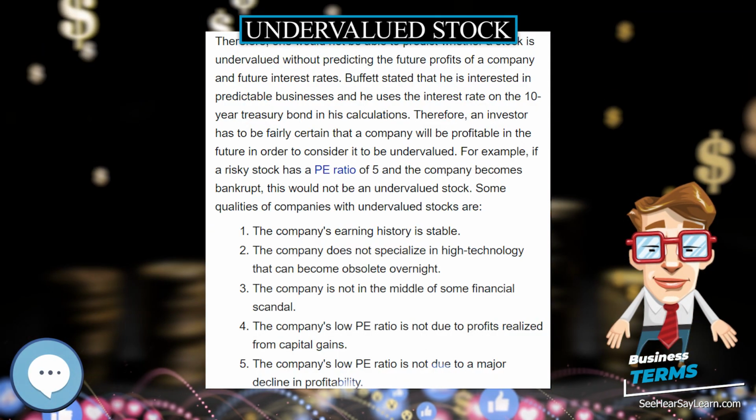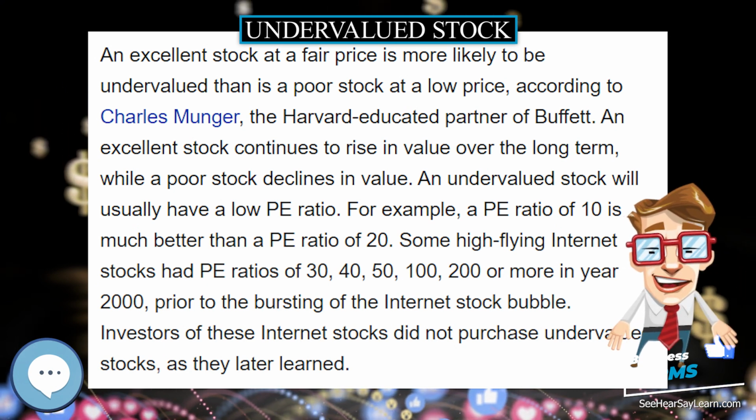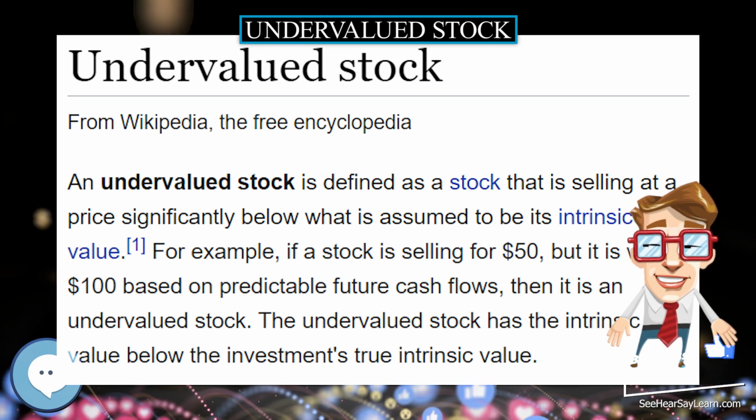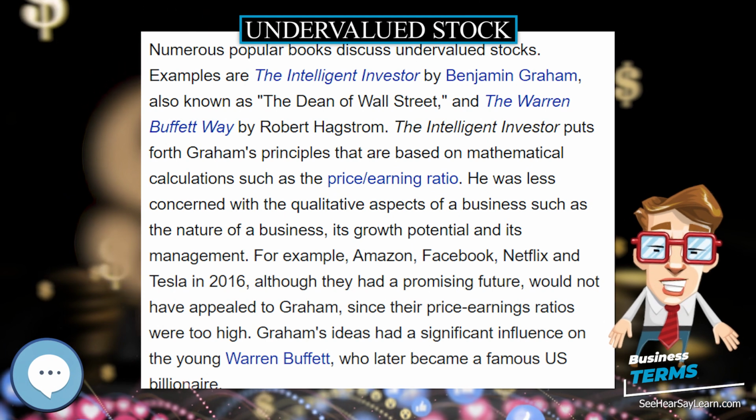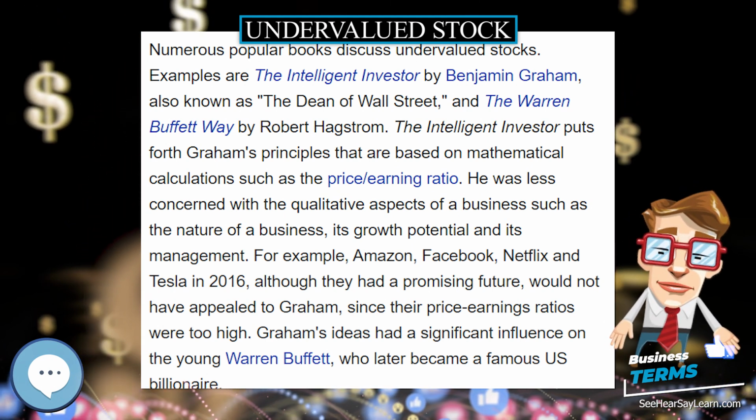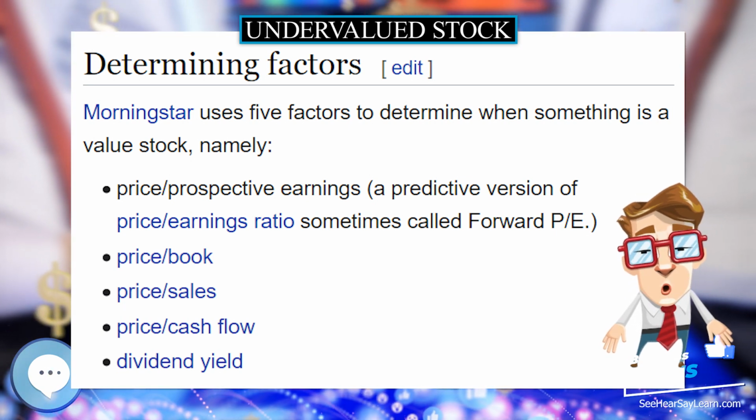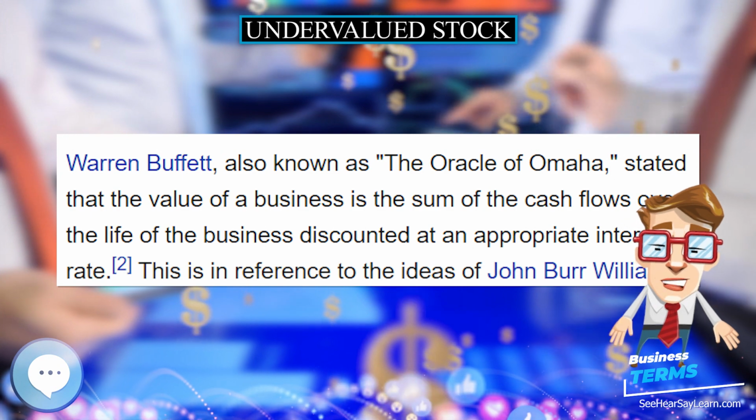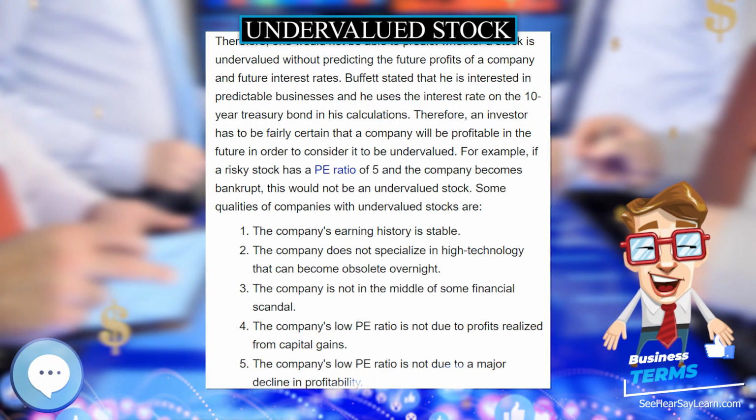Numerous popular books discuss undervalued stocks. Examples are The Intelligent Investor by Benjamin Graham, also known as the Dean of Wall Street, and The Warren Buffett Way by Robert Hagstrom. The Intelligent Investor puts forth Graham's principles that are based on mathematical calculations such as the price-earning ratio. He was less concerned with the qualitative aspects of a business such as the nature of a business, its growth potential and its management.